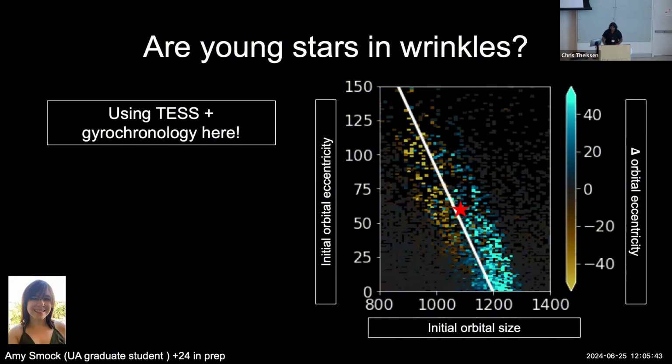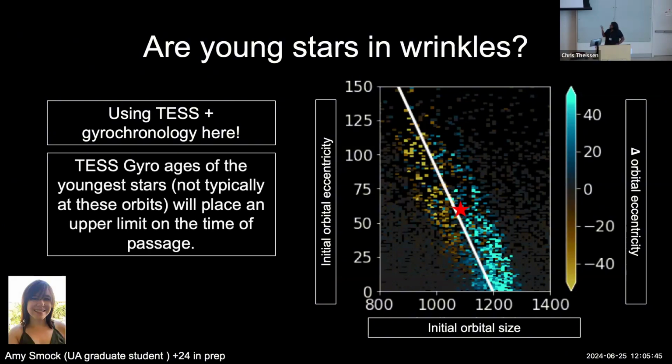And the reason this is the case is because these young stars, again, are not typically at these orbits, right? They're born on these near circular orbits, and they can't be born in wrinkles. They've had to be kinematically heated to these eccentric orbits as the wrinkles are forming. So if we find young stars in wrinkles, that is letting us place an upper limit timestamp on when the spiral arm passage happened that created this wrinkle that we're studying.